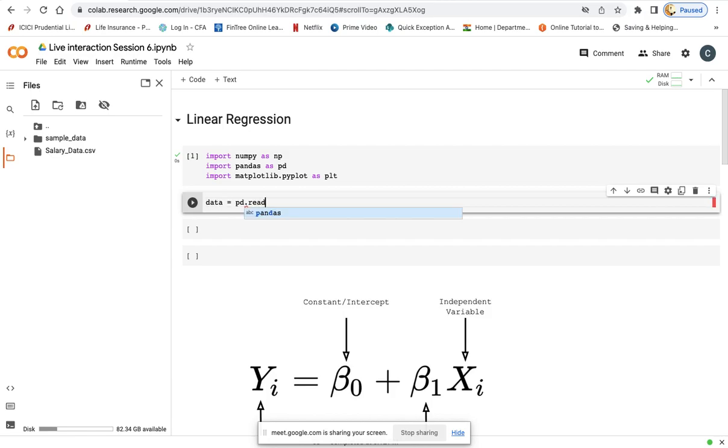libraries as np. I already defined that earlier, but just for the sake of it, I'm writing it here. plt from matplotlib. Okay, right now this might be enough.